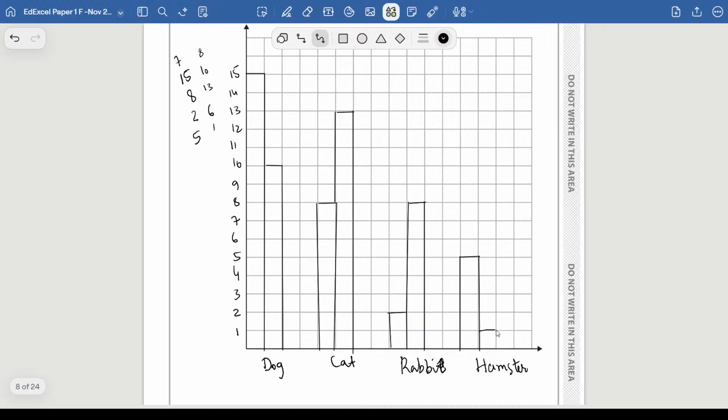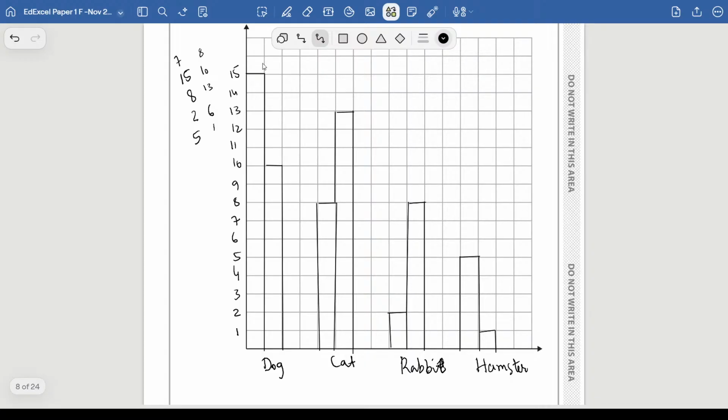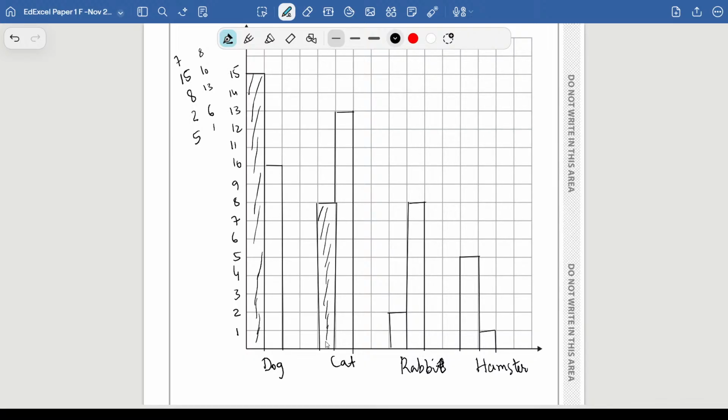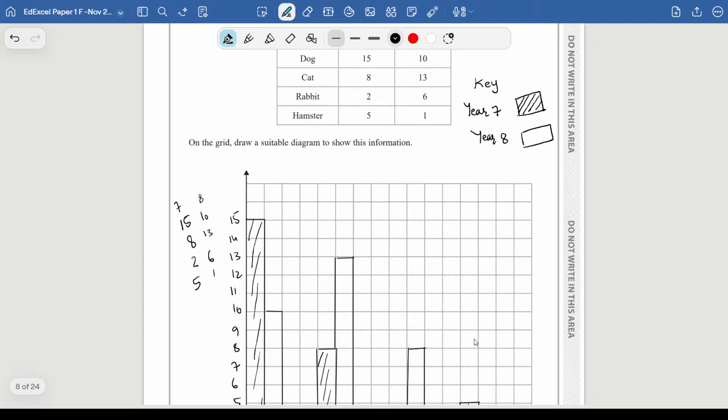And one of them from year 8. And then I need to shade for the year 7. Oh, so let me use this, just so that I can differentiate between year 7 and year 8. So here it goes in like this, right? So here I've represented the information.